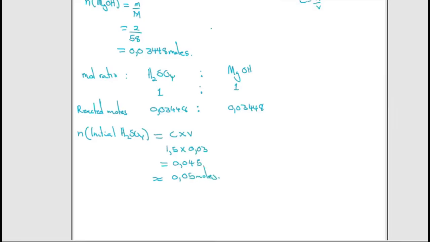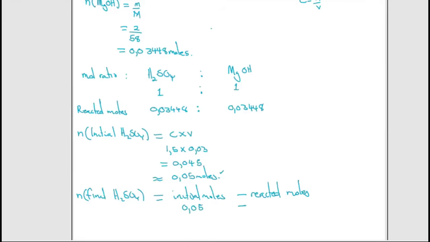So moles there. Then after that, I need my final moles of H2SO4, right? So for you to get the final moles of H2SO4, you're going to say initial moles minus reacted moles, right? According to this, my initial moles are 0.05, then minus my reacted moles.